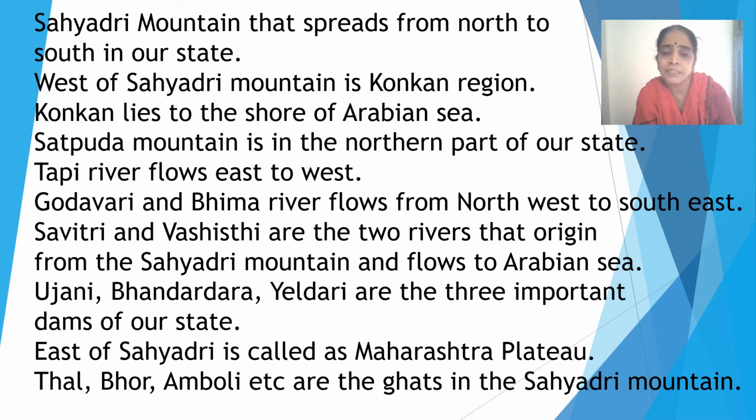Ujjain, Bhandardara, Yeldari are the three important dams of a state. Thal, Bhor, Amboli are the ghats of Sahyadri. These are the physical features of Maharashtra state. You can see clearly in the map.